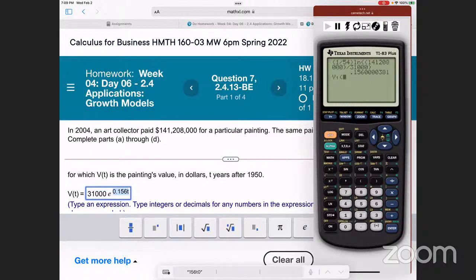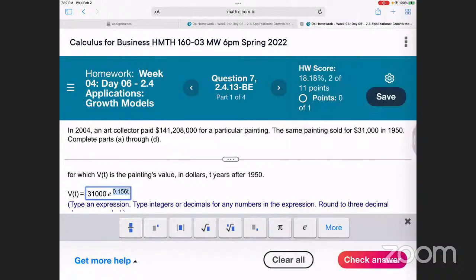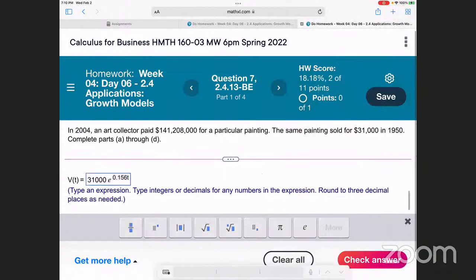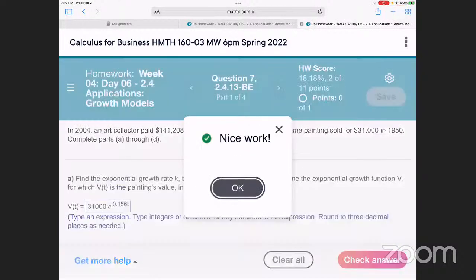Now, in 1950, that was the year 0, we should get 31,000. And then 54 years later, we should get our 141 million. So if we change 0 to 54, 141, oh, we got a little bit of rounding. The rounding is fine. That's about the best we can do. Okay. So let's go with this and let's see what happens. Type integers or decimals, round to 3 decimal places.